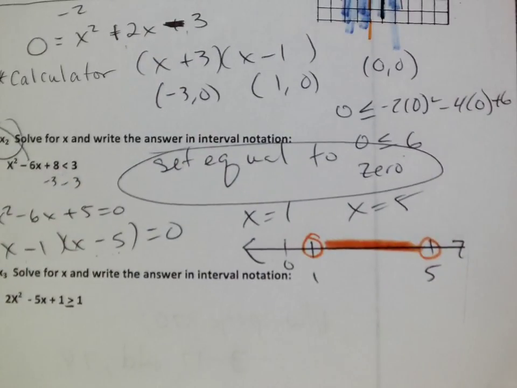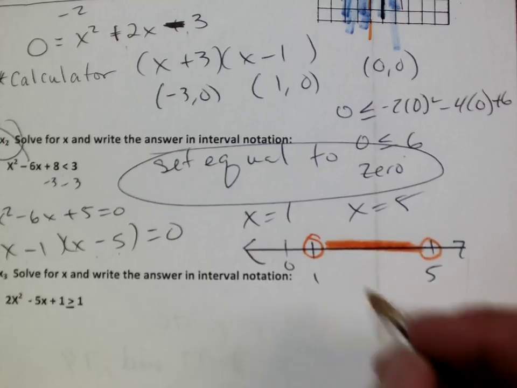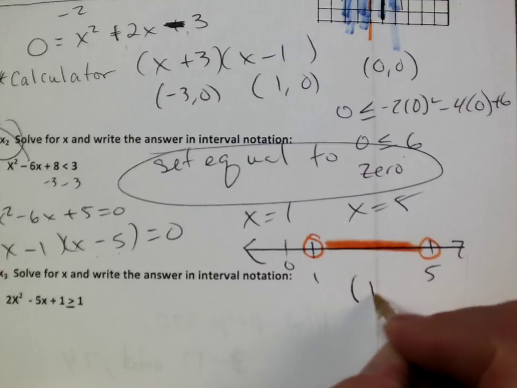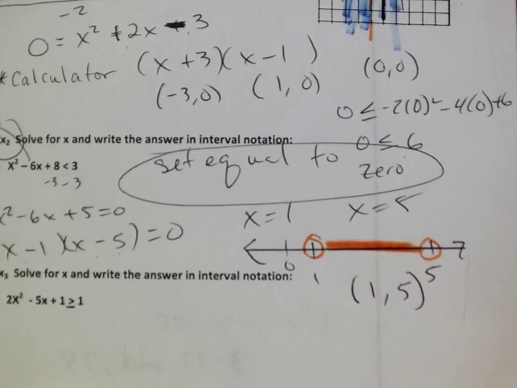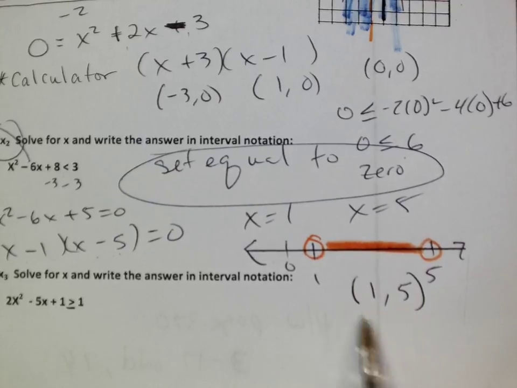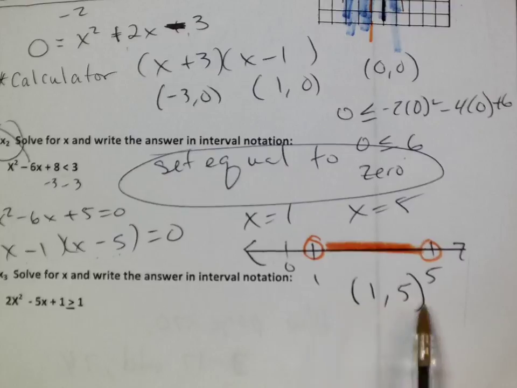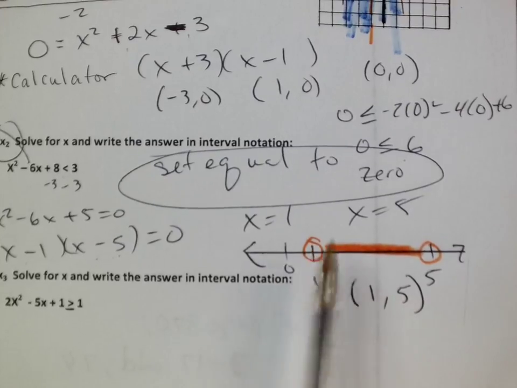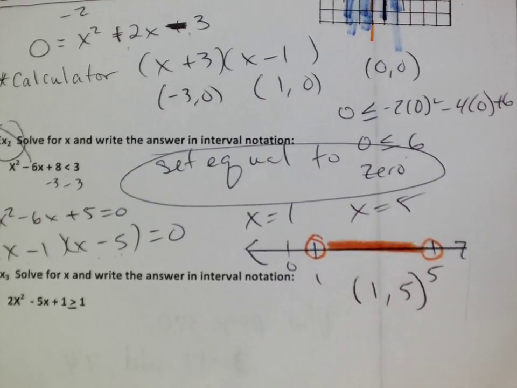Now, that's our number line. Can we put that in interval notation? Sure we can. Parentheses 1, 5. Now it looks like a point, but it's not a point. It's an interval. It's saying go from 1 to 5. Shade from 1 to 5. Why are there parentheses? Open circles. If they were solid dots, I'd do the bracket. Remember that?